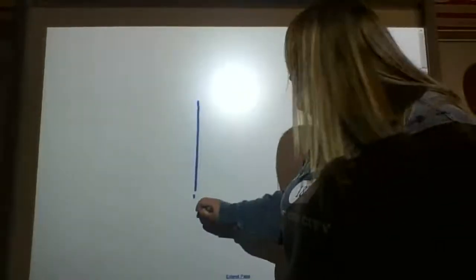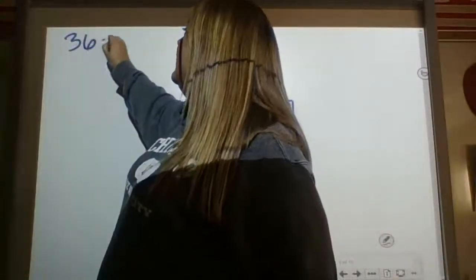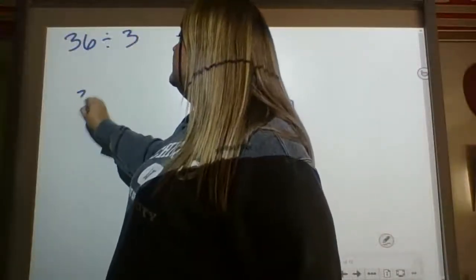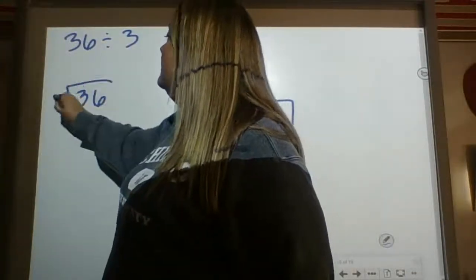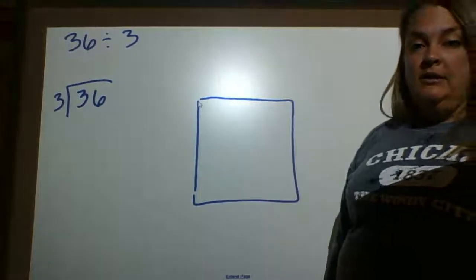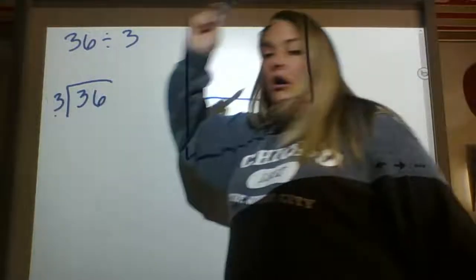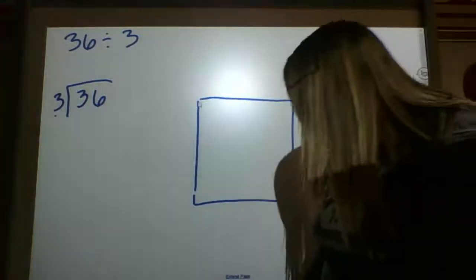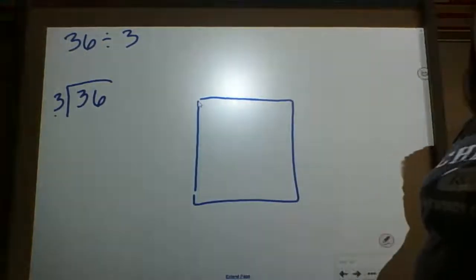This apartment building goes like this, and today in 36 divided by 3, or we can also write 36 divided by 3. We have 36 people who are moving into our building, and so we need also 3 floors. We have to divide these 36 people into 3 floors. So let's build our building.